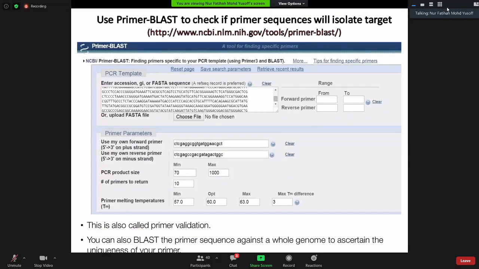If you have your own forward primer and reverse primer sequences, you can also put them here to identify the position of your primer and also its properties. And these are all the parameters. So please go to this website, and you can see that there are also parameters to check the specificity of the primers.